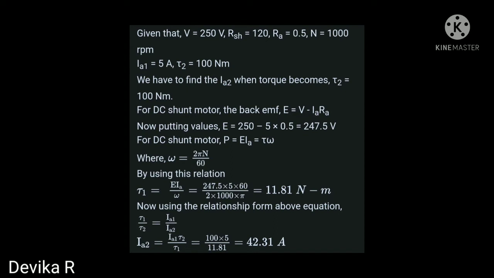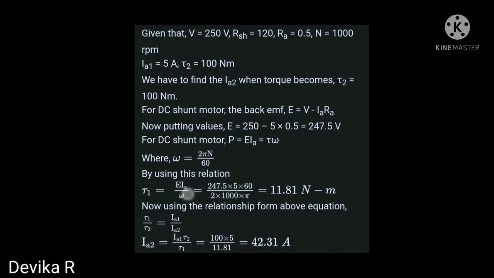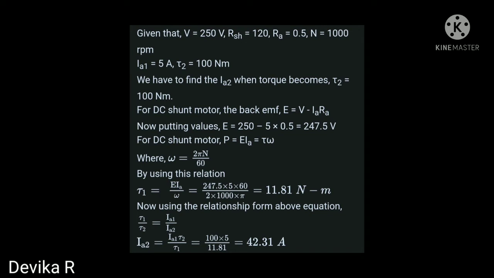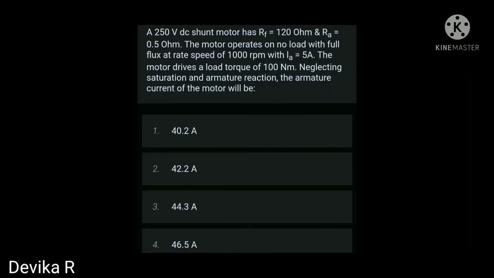If the E, Ia, omega values are there, we have to find the E value. It's a motor, so E equals V minus Ia Ra. All the values are given, so find E, put it here and find tau 1. Then equate tau 1 by tau 2; we know tau 1, tau 2 and Ia1, then find Ia2. That's it. The answer was 42.2.